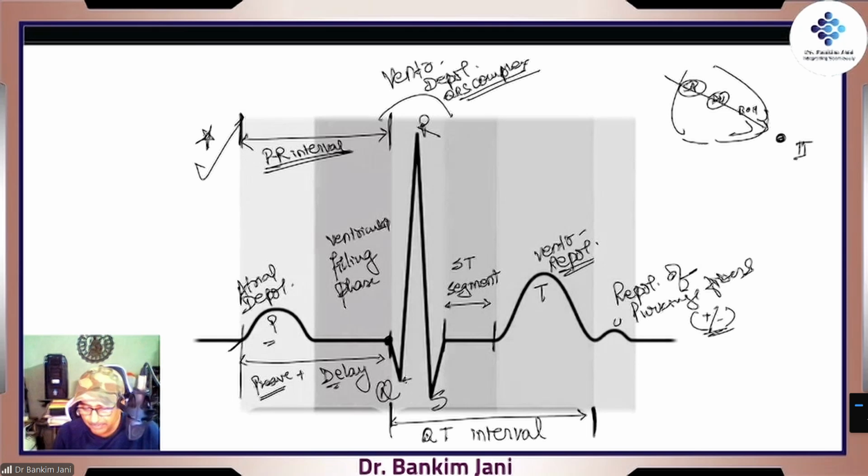PR interval plus QT interval will make the whole ECG. Correct? PR plus QT will make the whole cycle. The ST segment is part of the QT interval. So far, all good.